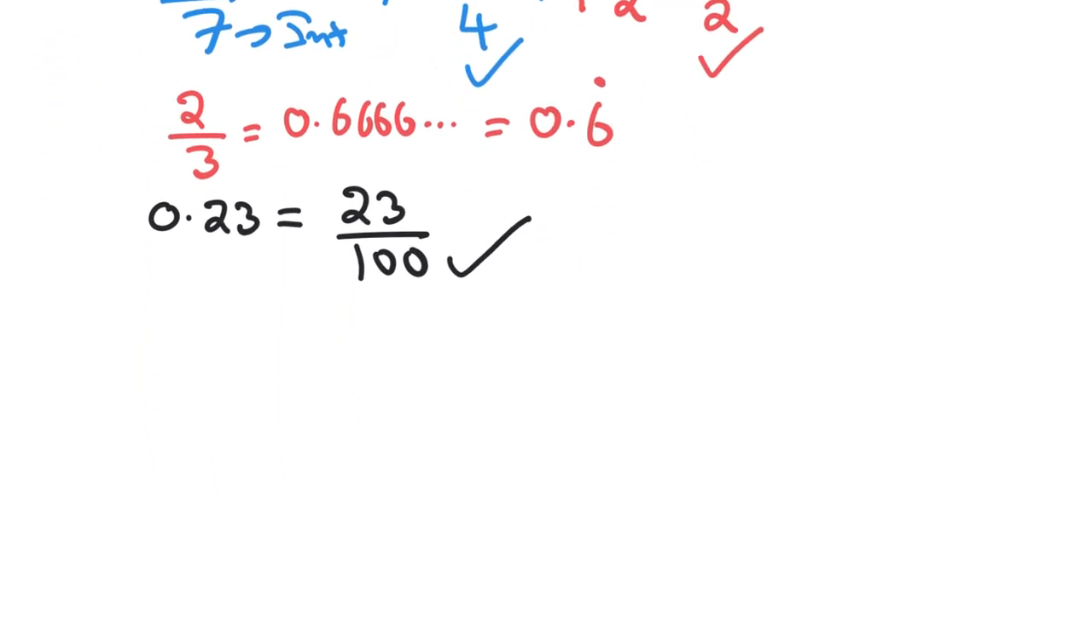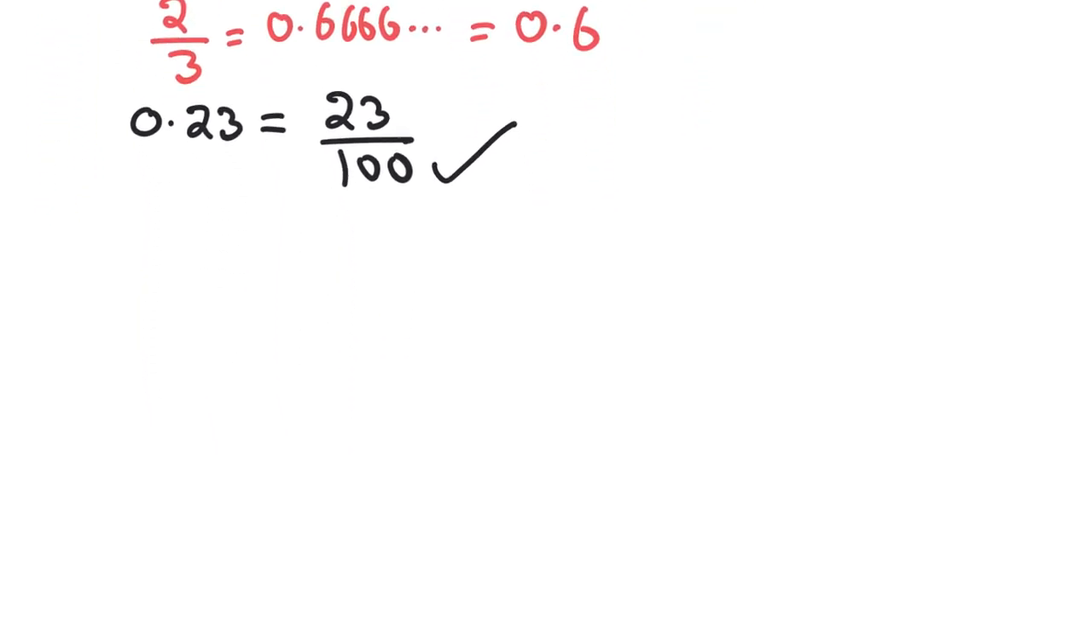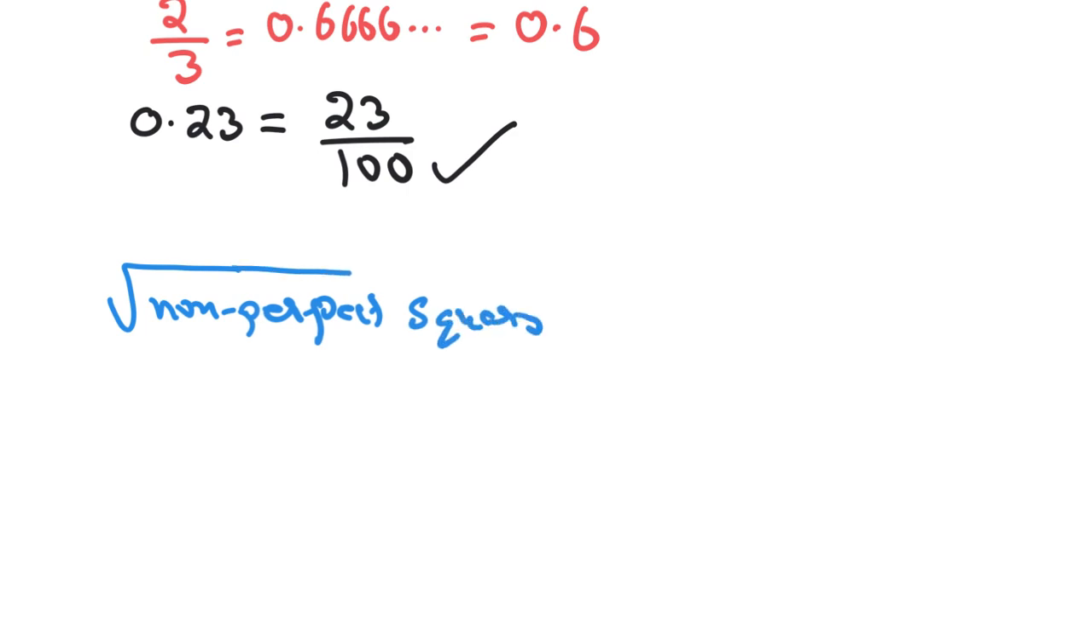Now let's understand what we mean by irrational numbers. In simple words, irrational numbers are those numbers that are not rational. As easy as that. But let's try to figure out. For example, all those numbers that are not perfect squares. So the square roots of non-perfect squares are all irrational numbers.